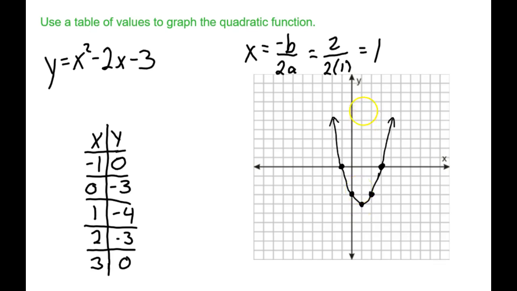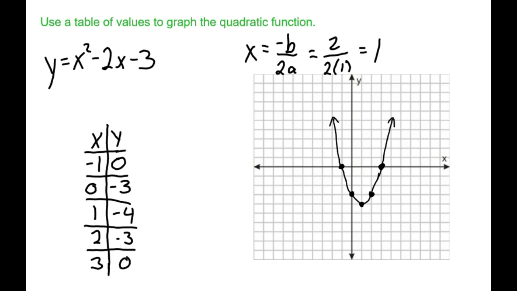And you can see if we drew a vertical line through the vertex, our graph is going to be symmetric. It has that mirrored image created on both sides of that. This is called the line of symmetry. It goes through the vertex. It has a mirrored image on both sides.